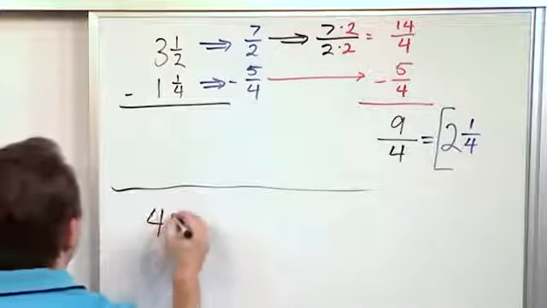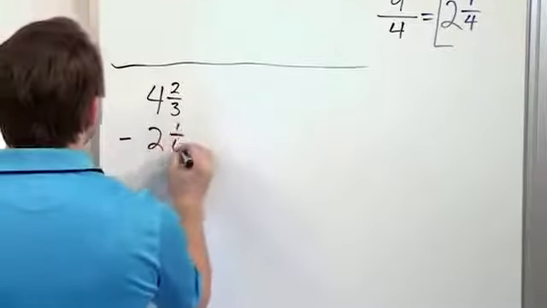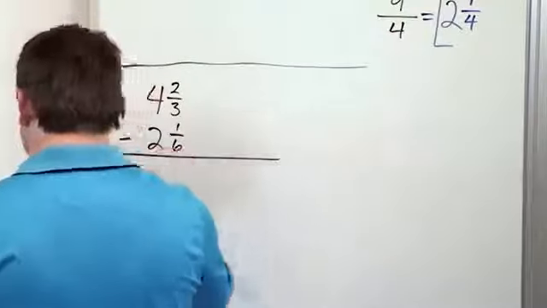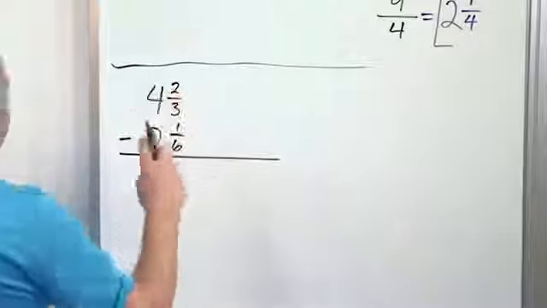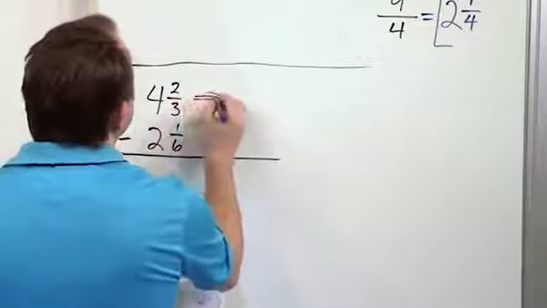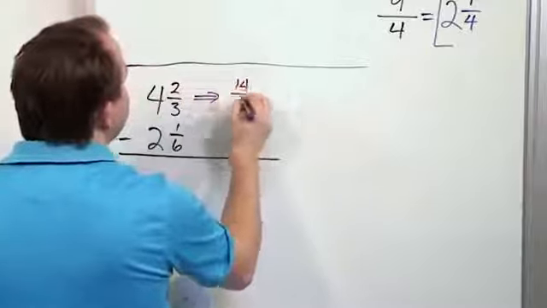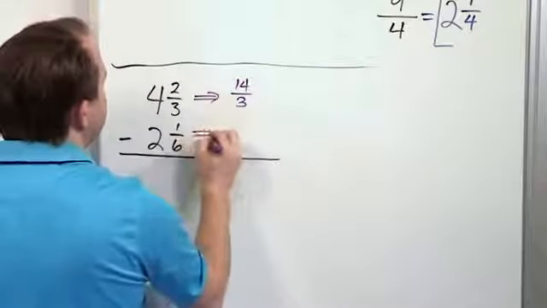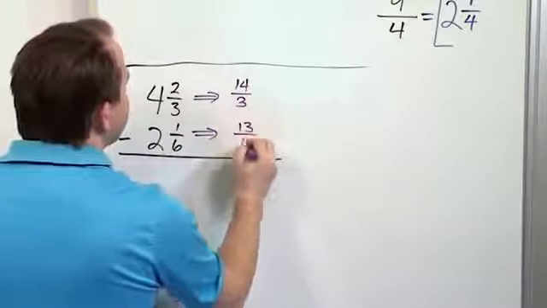Let's say we have 4 2/3, and we're subtracting from that 2 1/6. Right, we want to subtract that. So we subtract mixed numbers. First thing you should say is I'm going to convert this into an improper fraction. 4 times 3 is 12, plus 2 is 14, and I write it over 3. This one, 6 times 2 is 12, plus 1 is 13 over 6.